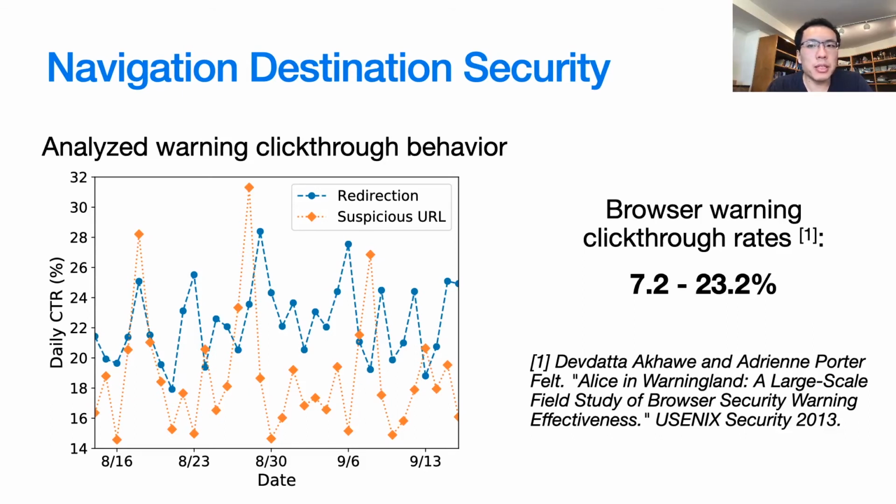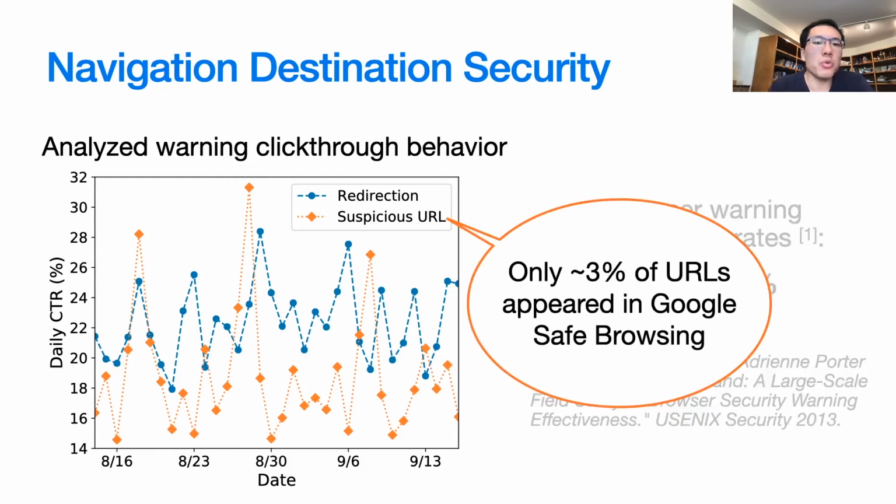Now in the paper, we conduct a much more extensive analysis of the warning click-through behavior, but I just wanted to highlight one interesting observation. When we looked at the suspicious URLs that were receiving link shim warnings, we actually saw that only 3% of them showed up in Google Safe Browsing, and hence only 3% of them would have eventually gotten a browser warning for browsers that use safe browsing, such as Chrome and Firefox.